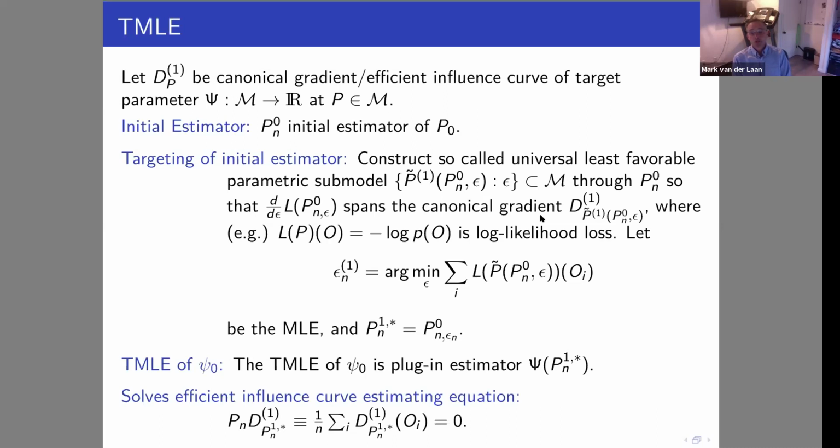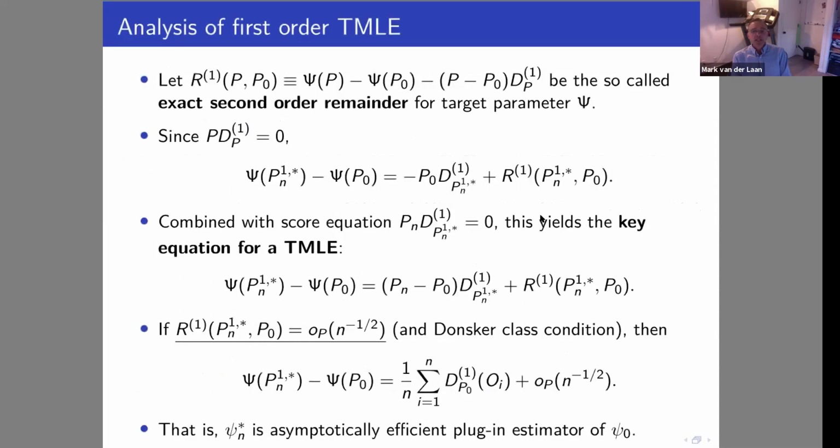This estimator solves in particular the efficient influence curve equation, with the score being the canonical gradient, and you set the empirical mean of that equal to 0. And that's an important ingredient, and that really drives the theory of this estimator. And so the theory of this estimator can be summarized in one page.